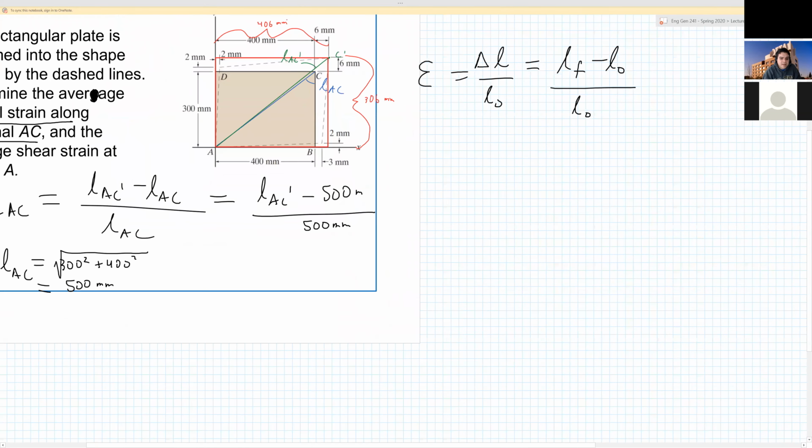So now if you wanna know what is LAC prime, LAC prime is equal to the square root of 406 squared plus 306 squared. That gives you your new length. So see, the trick here is make your life easier. Use triangles or rectangles, right? Squares or whatever, so that you can use Pythagorean theorem. And what do you get for LAC prime? 508.